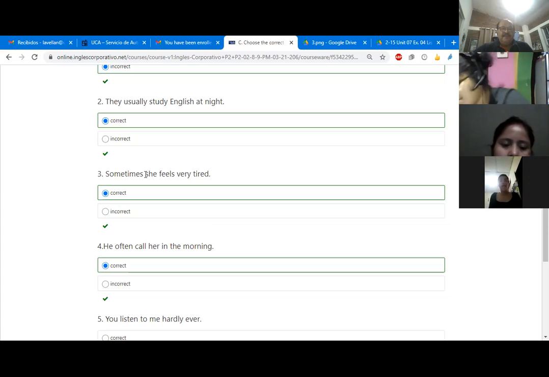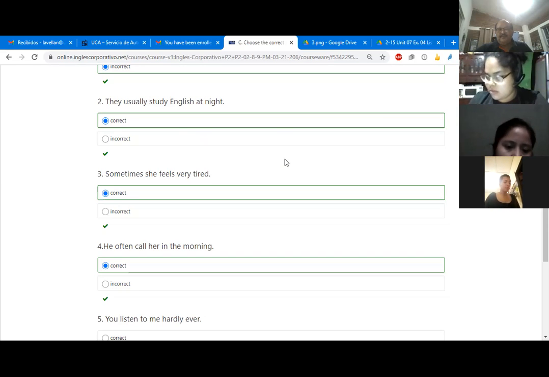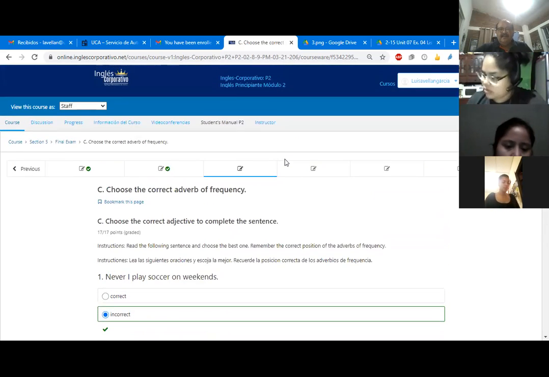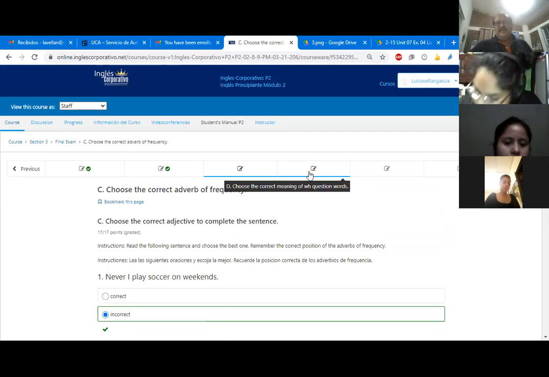Remember, the frequency adverbs is only how often we do things, right? The frequency. And then the tense, it doesn't matter.